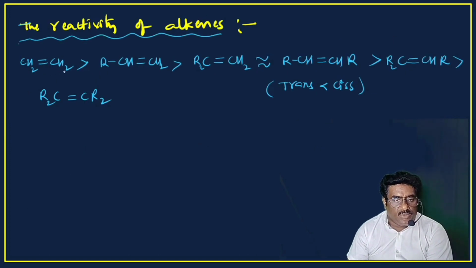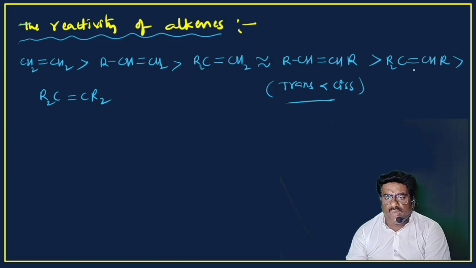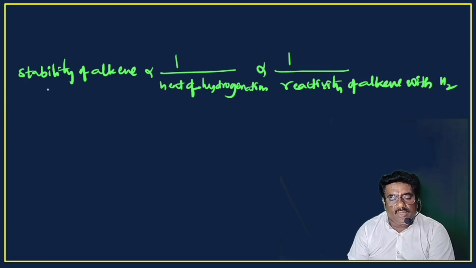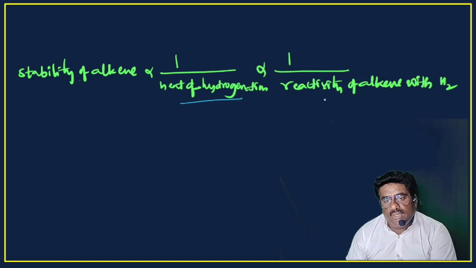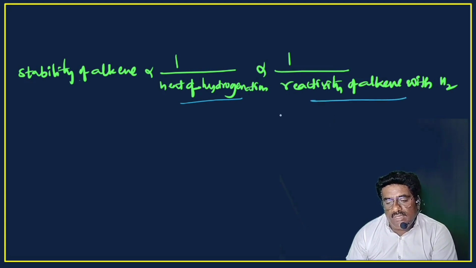Next, the reactivity of alkenes. CH2=CH2, RCH=CH2, R2C=CH2. It undergoes cis and trans; cis is less than trans, and R2C=CHR is greater than R2C=CR2. This is the reactivity of alkenes. One more important point, the stability of alkenes. Stability of alkene is inversely proportional to heat of hydrogenation and inversely proportional to reactivity of alkene with hydrogen.